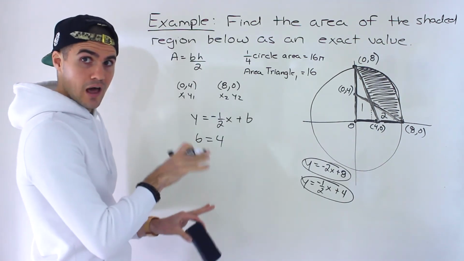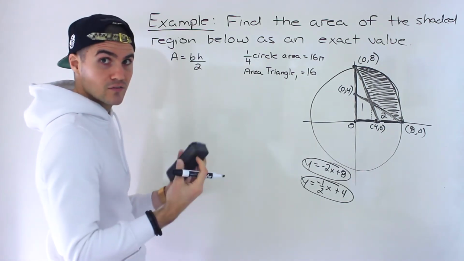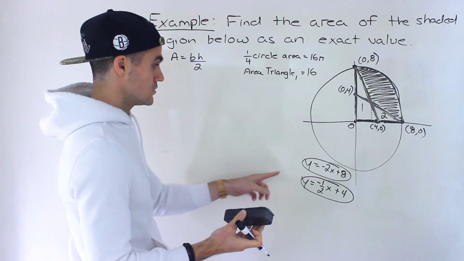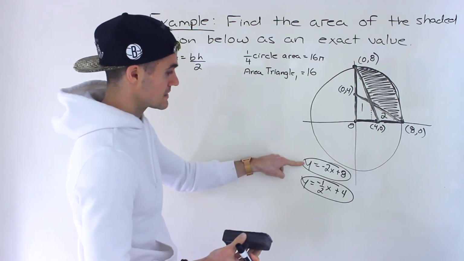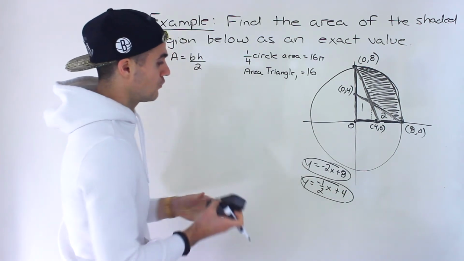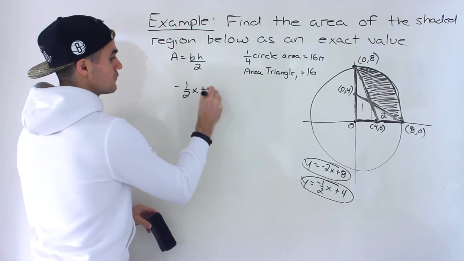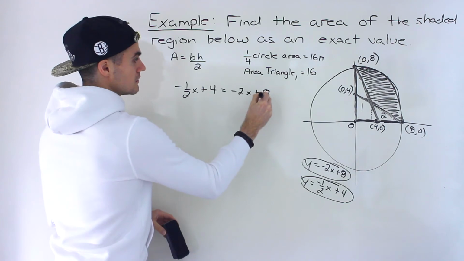So we have the two lines, but what do we got to do now? Well, we have to find the point of intersection between them. Multiple ways to do it. What I'm going to do is let both of these equal, right? The y is isolated, the y is isolated, so I'm going to plug in this expression for this y. So we would end up with -1/2x + 4 is equal to -2x + 8.